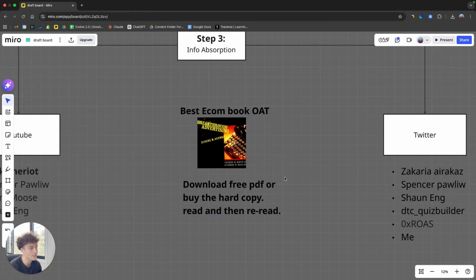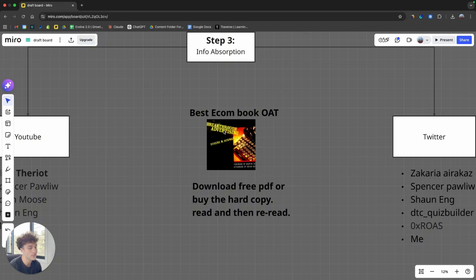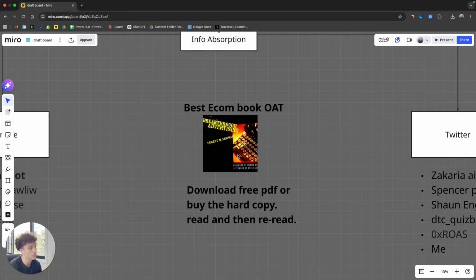I would get this book. I would download the PDF of it. Breakthrough Advertising. This is the best book ever in ecom. This book's probably made me like 100K just through scripting winning ads.